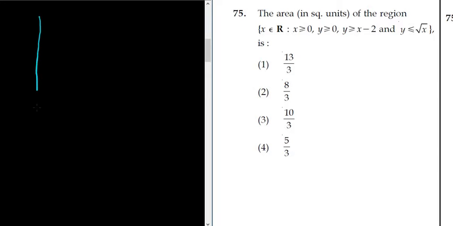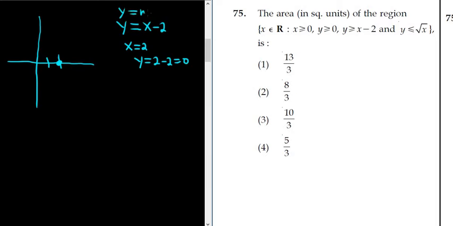So here's the y-axis, and here's the x-axis. And first let's graph the line y equals x minus 2. So what does x minus 2 look like? Well, when x is 2, we get y equals 2 minus 2, which is 0. So we're at 2 comma 0. And then this has a positive slope because it's in the form mx plus b, and m is 1. So it just goes up like this.